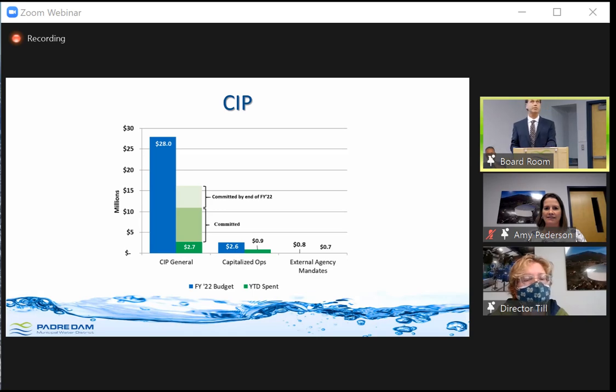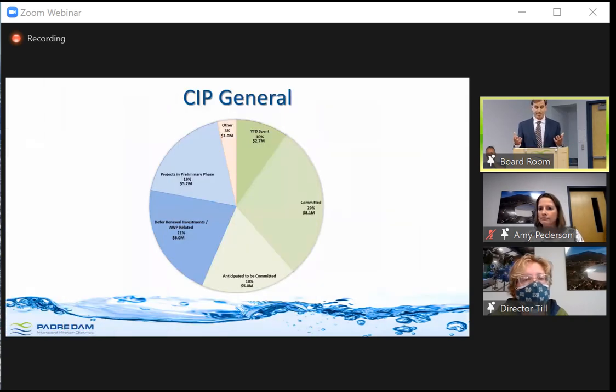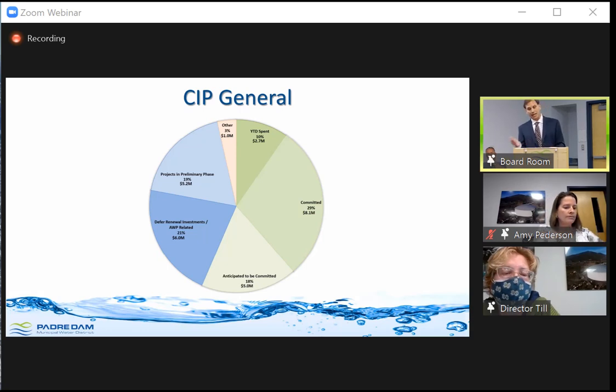This figure here was included in your board agenda packet. It's relatively self-explanatory. I wasn't going to spend time speaking to this. You could advance to the next slide. This figure shows the same information included in the agenda packet, just presented in a different format. And I wanted to highlight, starting with the green portions of the pie. It might be difficult for you to see, but the darker portion of the pie represents 10% or $2.7 million that's been expended or spent in the first half of fiscal year 2022.